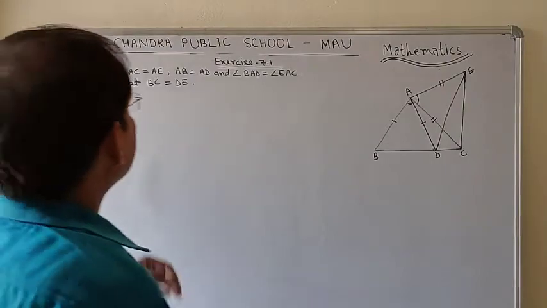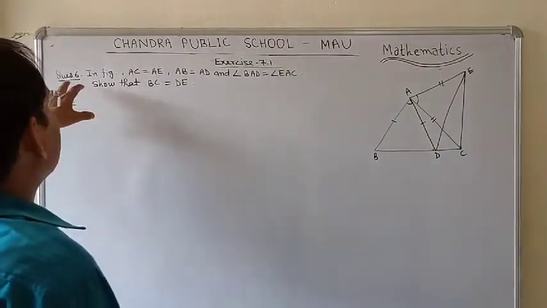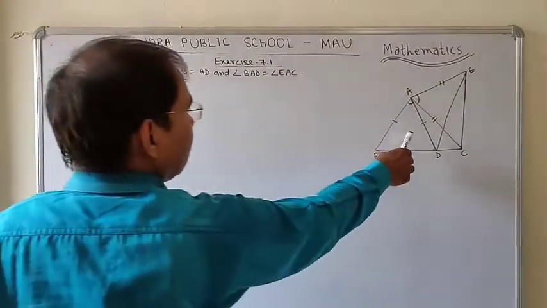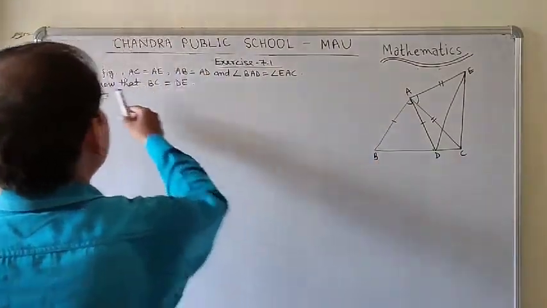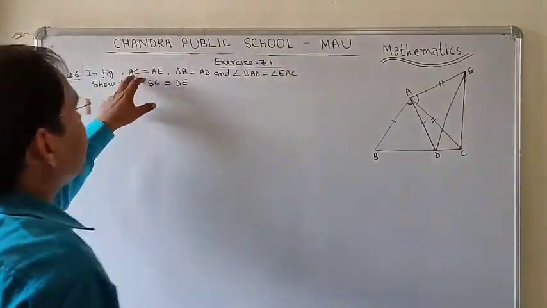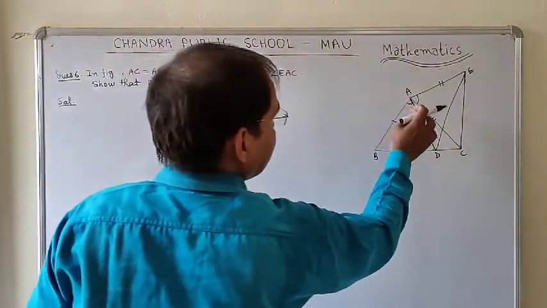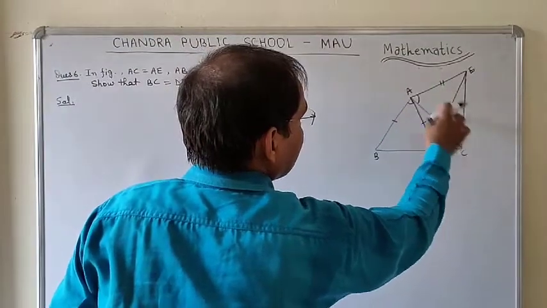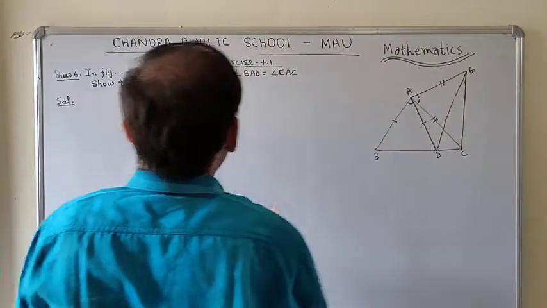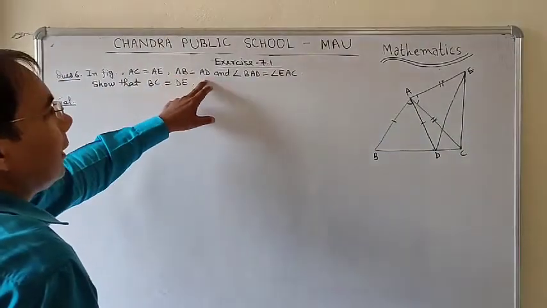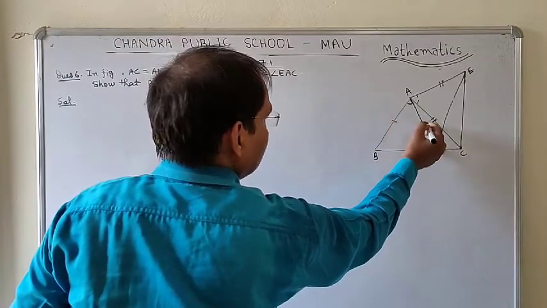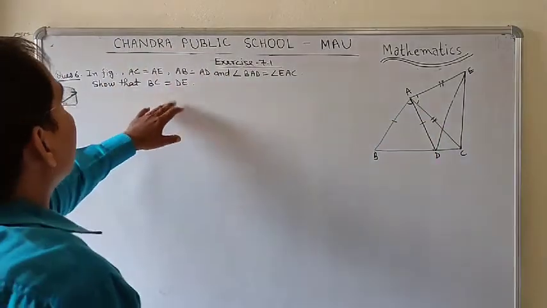Welcome once again, students. Now I am going to explain question number 6 of exercise 7.1. Here is the diagram given in the question, which I have drawn. In the given figure, it is given that AC equals AE. That symbol indicates that AC and AE are equal, and AB and AD are also equal. AB equals AD.